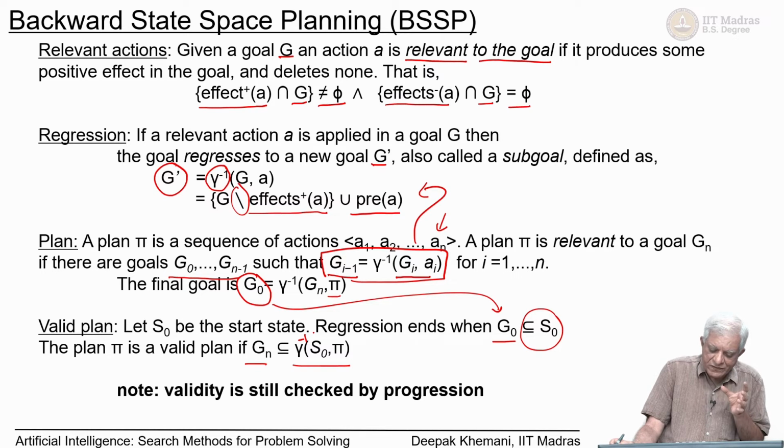But the validity of a plan, and we will see this, is still checked by progression. What do we mean by that? You are given a plan pi which is A1, A2 up to An. Is this a valid plan? We already know how to check whether it is a valid plan: you progress over actions, progress, not regress. You start at the start state S0, progress over A1, then progress over A2, then progress up to An, and then see if the resulting state satisfies the goal condition.